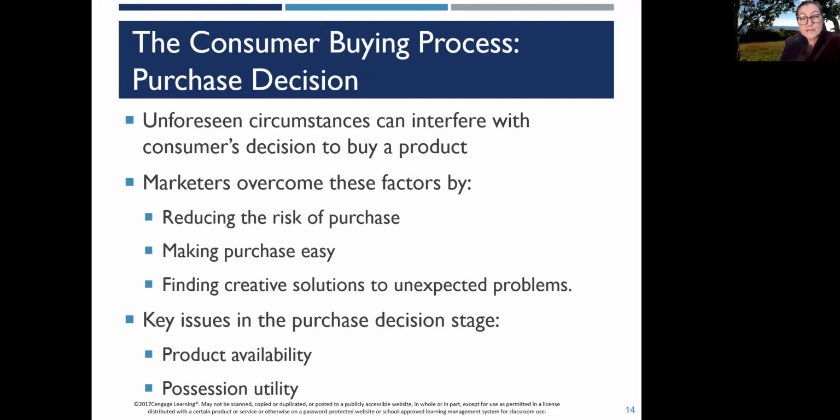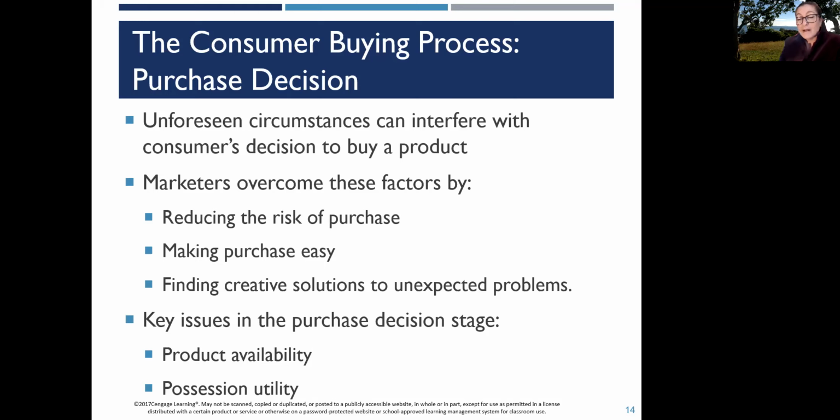During the purchase decision process, unforeseen circumstances might interfere with the consumer's decision to buy a product, and marketers have to try and overcome these factors. And they do this by reducing the risk of the purchase, making the purchase process user-friendly. Finding creative solutions to unexpected problems is another way that marketers can overcome these unexpected issues.